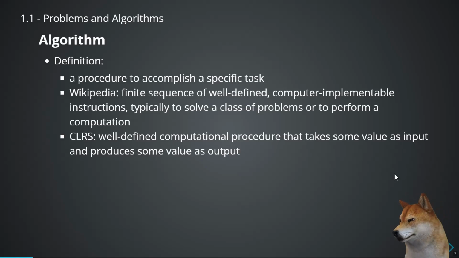Anyway, the definition of CLRS says that an algorithm is a well-defined computational procedure that takes some value as input and produces some value as output. So that's probably something slightly different to what you're used to. You've probably never heard of this definition of algorithm before. And in this lecture, this is what I want to explain, how to see algorithms as something that maps inputs to outputs.